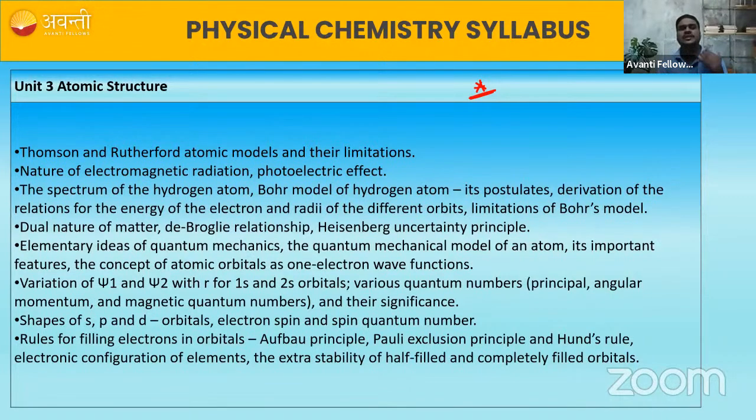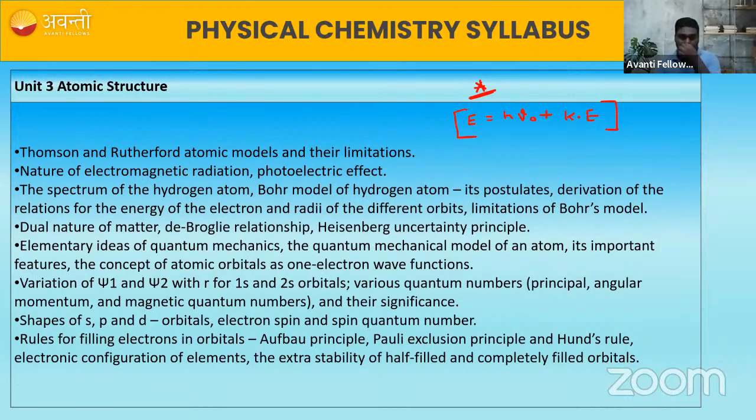In this, we're going to study the Thomson and Rutherford models of the atom and their limitations. What is electromagnetic radiation? What is the photoelectric effect? How does Einstein's photoelectric equation come into the picture? We know now E is equal to what? E is equal to hv naught plus kinetic energy, right? E is equal to this. So this is known as Einstein photoelectric equation. So many numericals were coming directly from this topic, right?